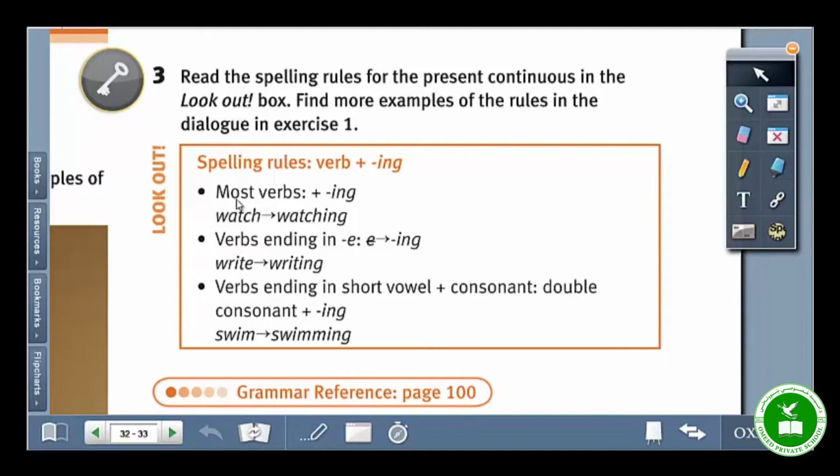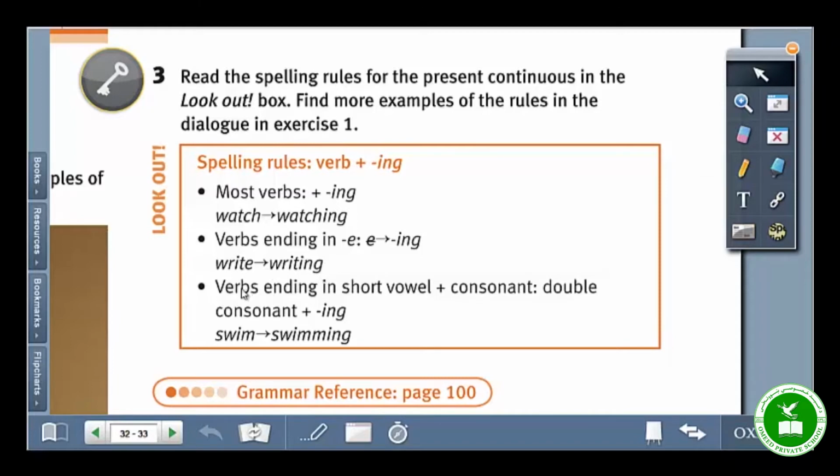How? For example, most verbs plus ing. It means we don't change verbs. We just add ing to the verbs, like watch, watching. Okay? Verbs ending in e, we omit e, we add ing. For example, write, we omit e here, we use writing.